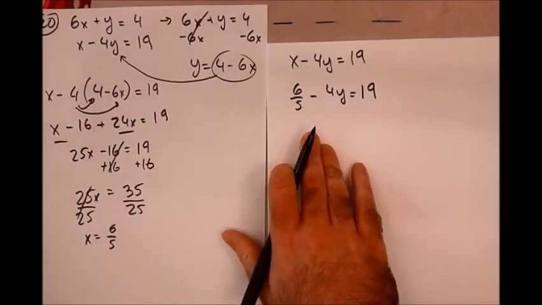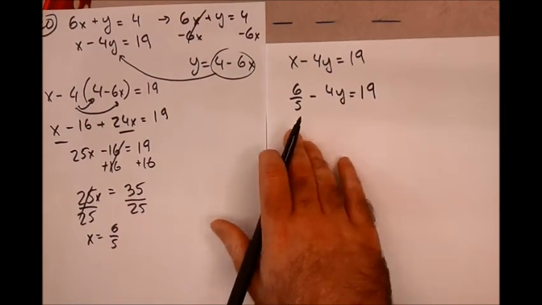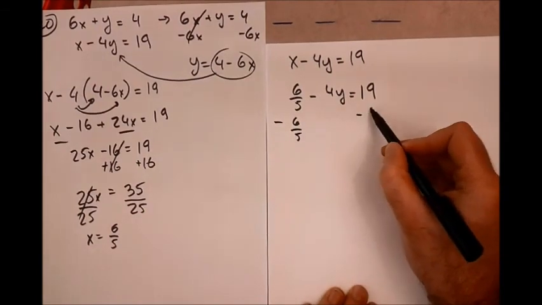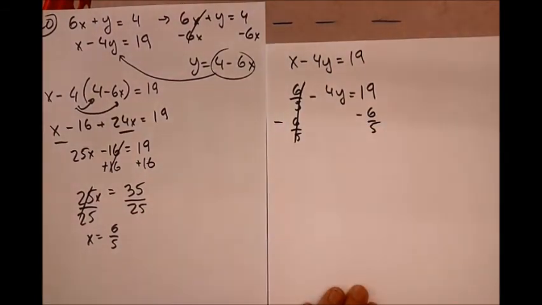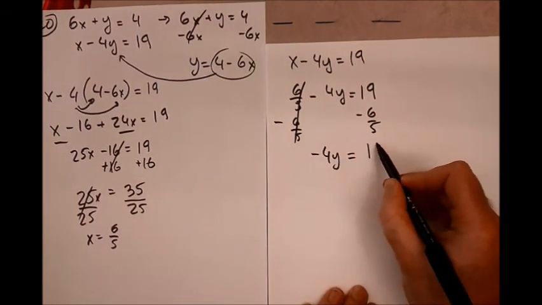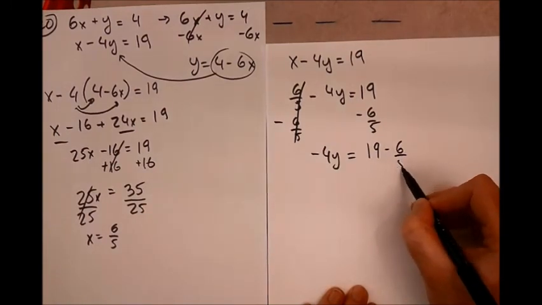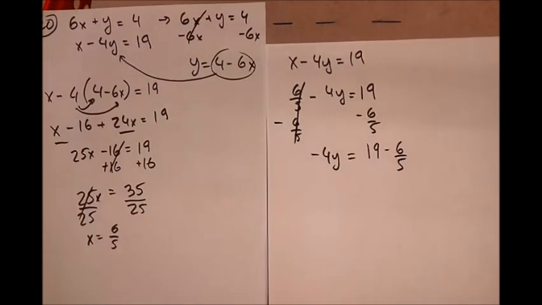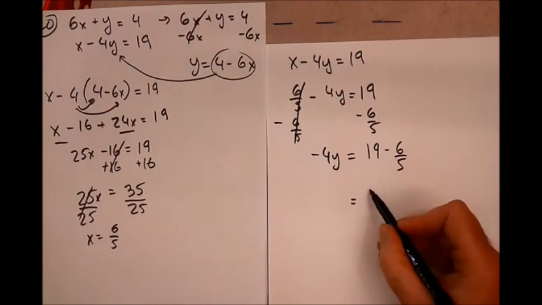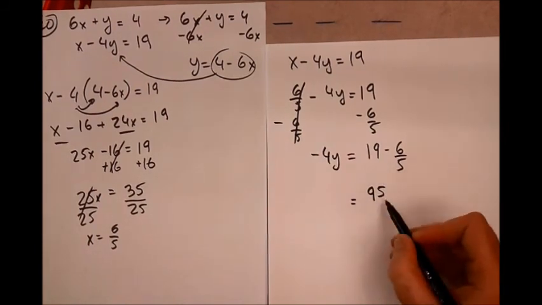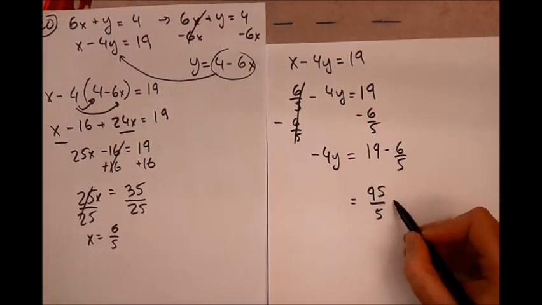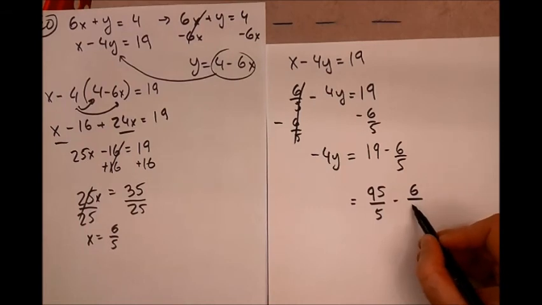So now we have to isolate y by removing everything next to it. We're going to get rid of the 6 over 5 first by subtracting the 6 over 5 from both sides. So we get negative 4y equals 19 minus 6 over 5. Now I want to simplify this, and the only way to do that is to convert the 19 into an improper fraction. So 19 is the same thing as 95 over 5 because 95 divided by 5 is 19. But now I will have a common denominator to work with.